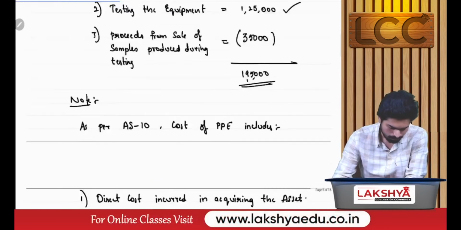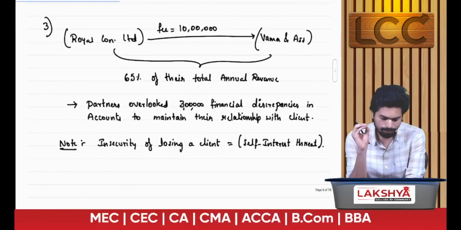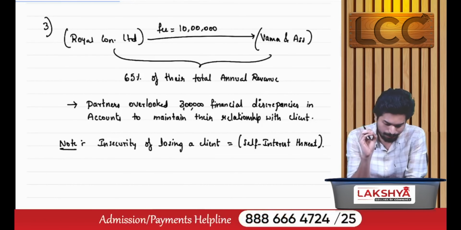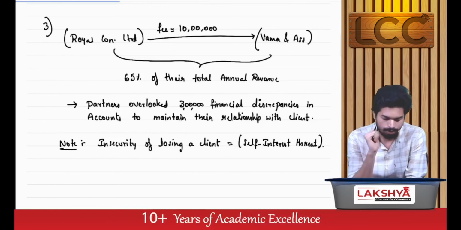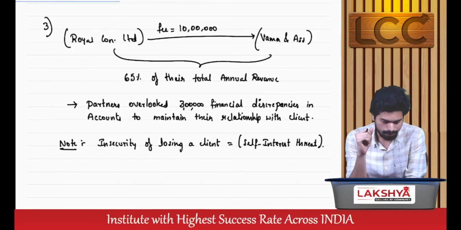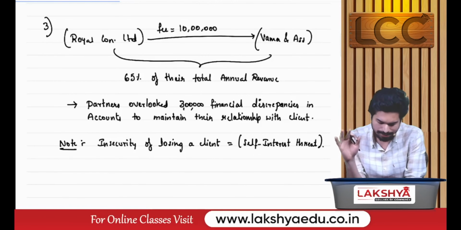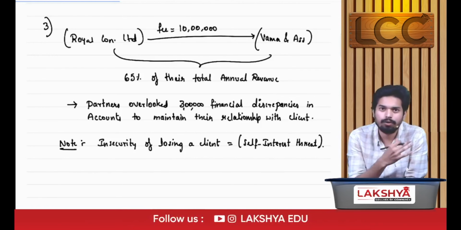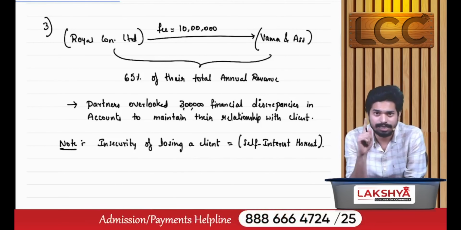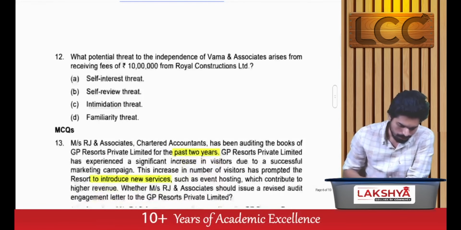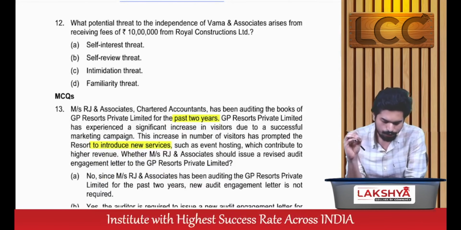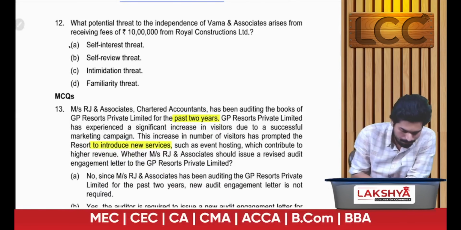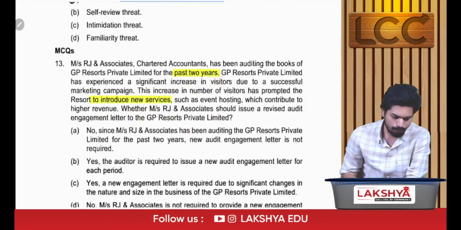Next, Royal Constructions Limited is giving a fee of 10 lakh to auditor Vama and Associates, which is 65% of their total annual revenue. Partners of Vama and Associates overlooked 3 lakh financial discrepancies in accounts to maintain their relationship with the client. Nothing but they're having an insecurity of losing a client, which is a self-interest threat. So, what potential threat to the independence of Vama and Associates arises from receiving fees of 10 lakh from Royal Constructions Limited? Self-interest threat. Okay? So this is your case scenario 3.